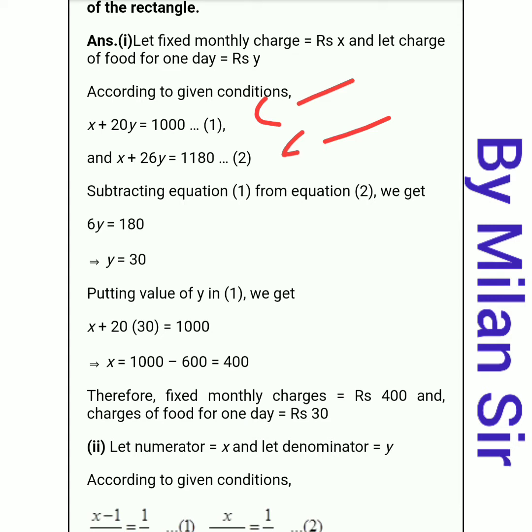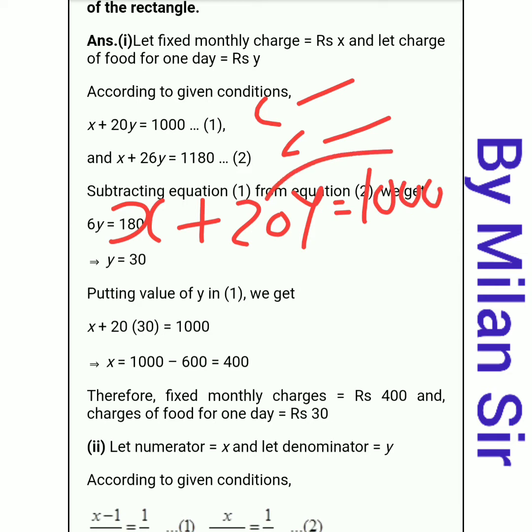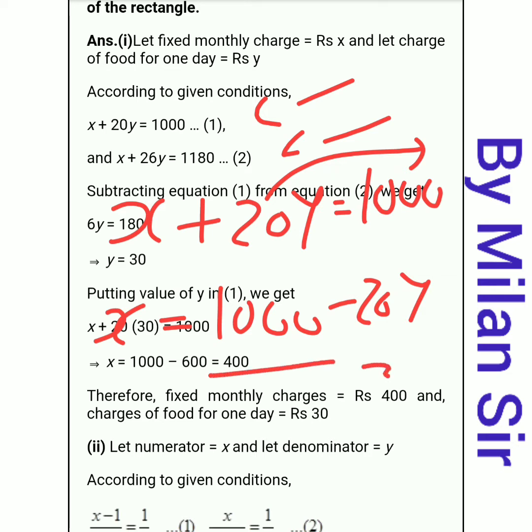Now select any one equation for the substitution method. Right now I am going with equation number 1. So x plus 20y is equal to 1000. Now transfer this 20y to the right hand side. If we transfer plus 20y to the right hand side, it becomes minus 20y. This is our equation number 3: x is equal to 1000 minus 20y.